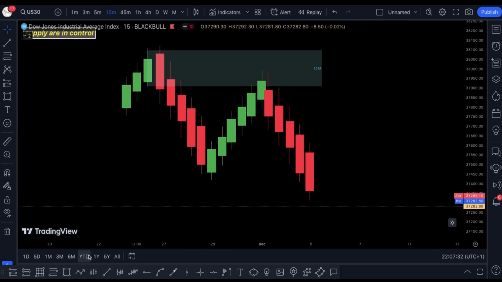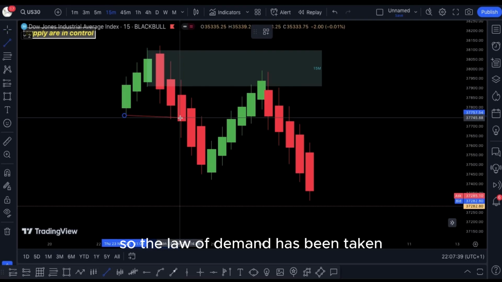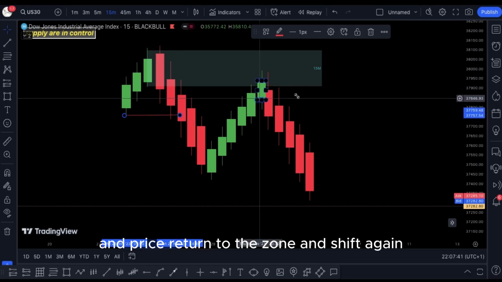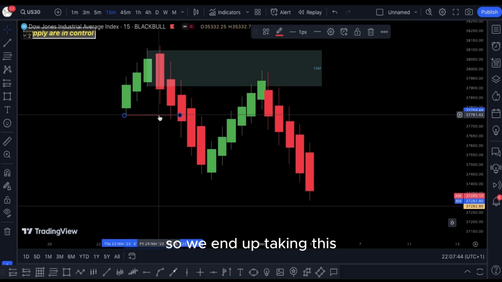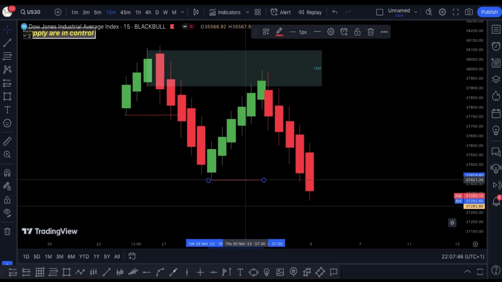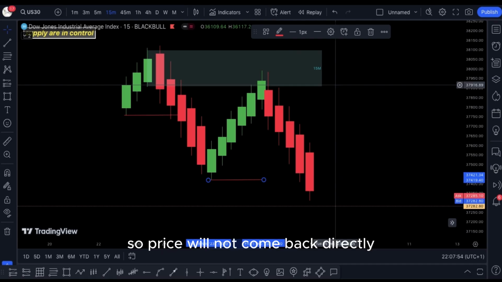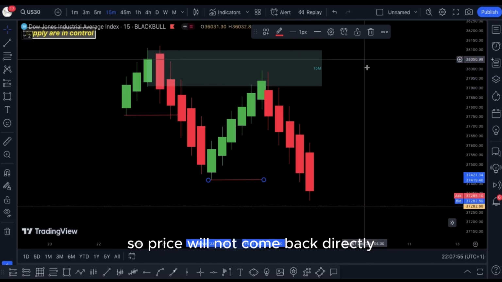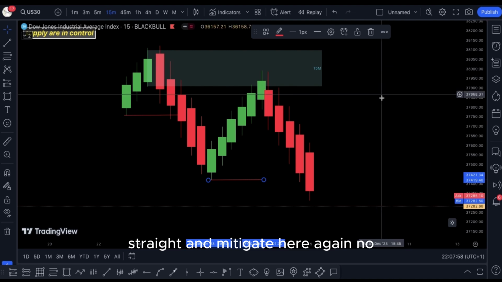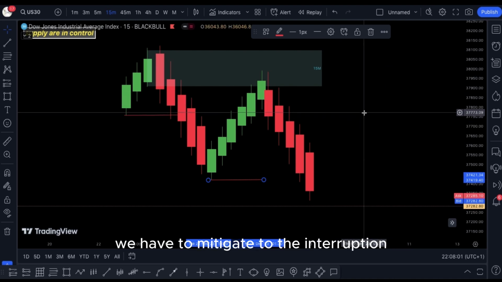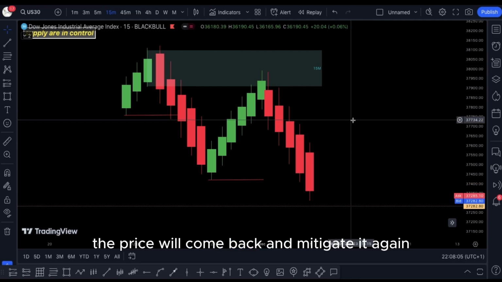So we end up taking the low of demand, which is this one. The low of demand has been taken and price returned to the zone and shifted again. So we end up taking this again. And mind you, price will not come back directly, straight, and mitigate here again. No, we have to mitigate to the interaction. What really broke this? Then price will come back and mitigate it again.